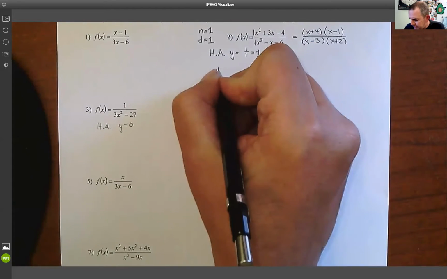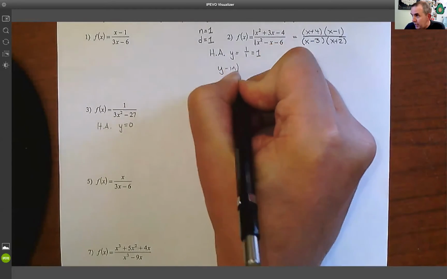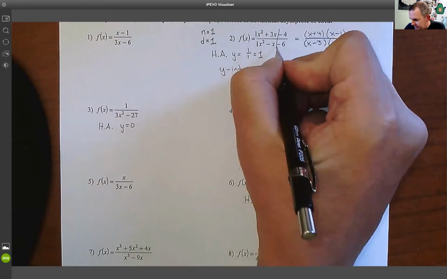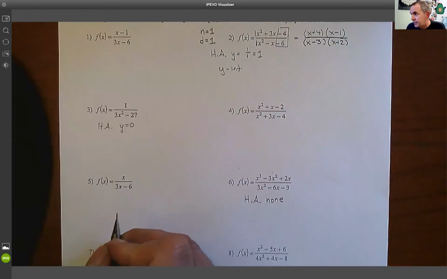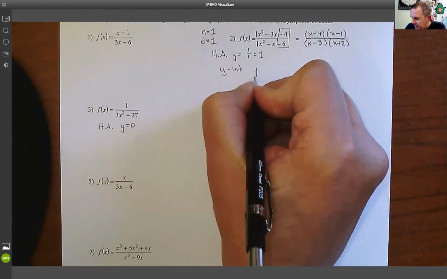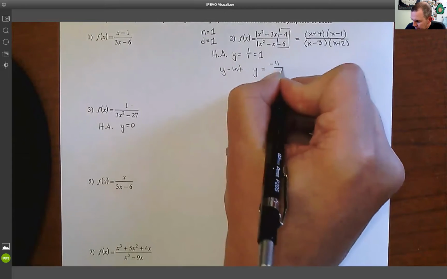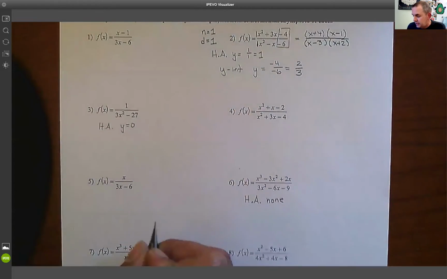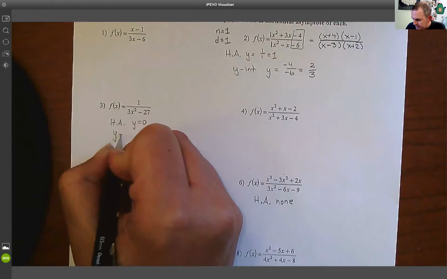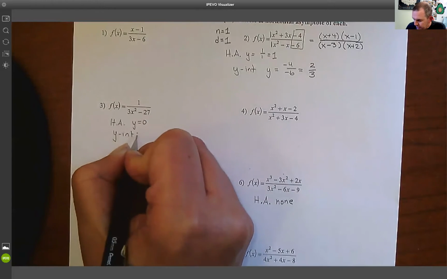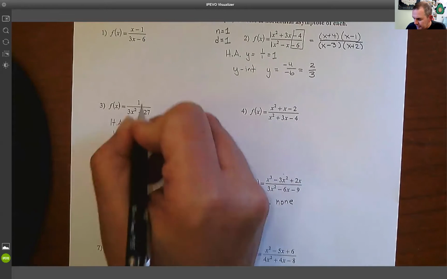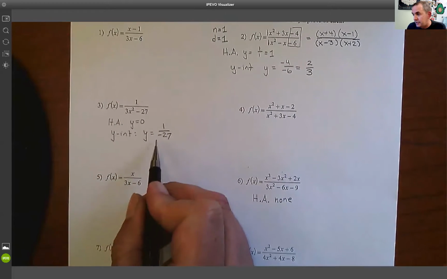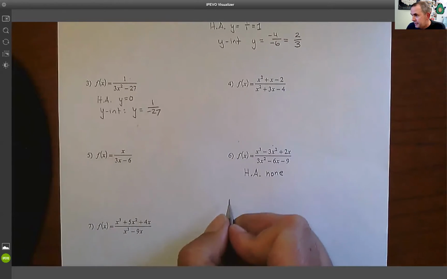The next thing we have to do is the Y-intercept. The Y-intercept is going to be the ratio of your constant terms. In this case, those are my constant terms, -4 and -6. So my Y-intercept is going to be -4 divided by -6, which simplifies to 2/3. Looking here, my Y-intercept is the ratio of the top number 1 to the bottom number -27. So I have a Y-intercept of y equals -27.